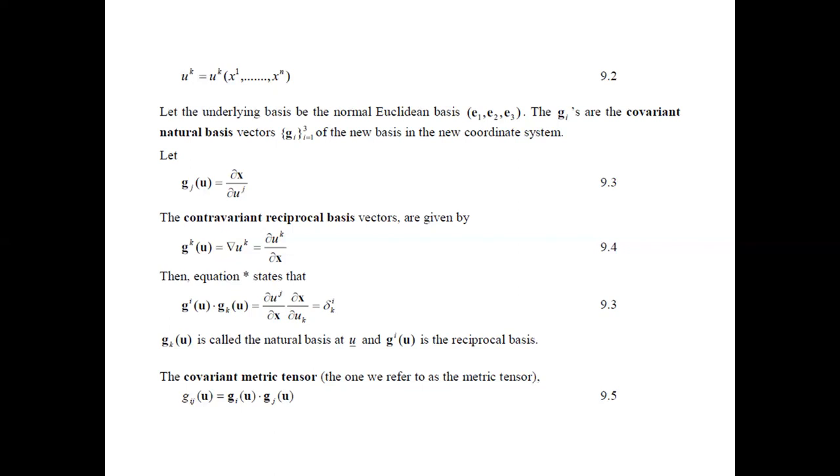Then, as we did in a previous study session, as you remember, e^i dot e_j was defined as g_ij. So g^i in this case dot g_k of u will give you g^i dot dx/du^k. That will be du^i/dx, not du^j, du^i/dx dx/du^k, which will give you delta_ik.